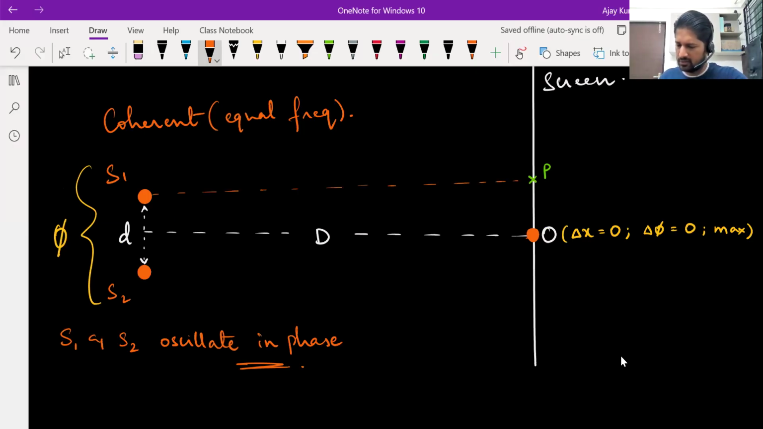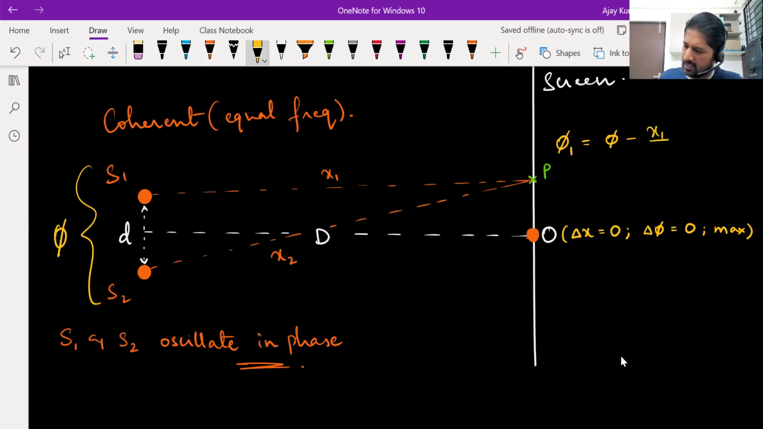P is some random point on the screen. Let's say this distance is x1. And from S2 to that point P also, there will be a wave going. Let's say the distance is x2. Sources are in phase. So the wave arriving at point P from the first source will have a phase of phi minus x1 by lambda into 2 pi. And the wave arriving there from the second source will have a phase of phi minus x2 by lambda into 2 pi. So what is the phase difference with which they arrive at the point P?